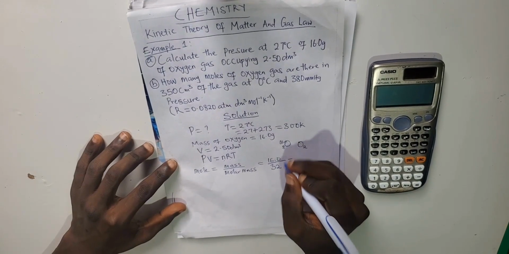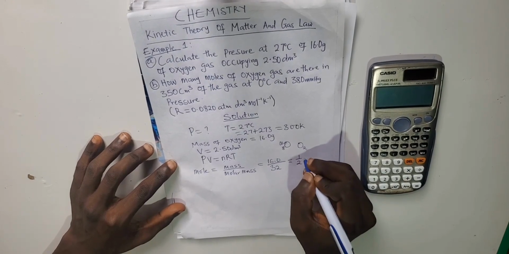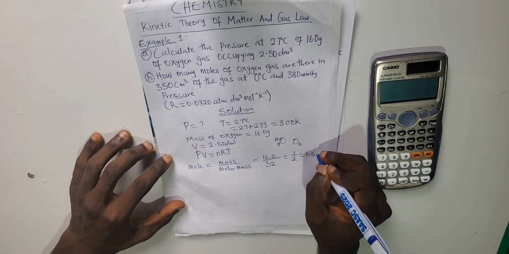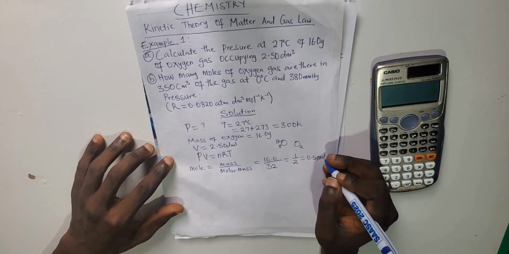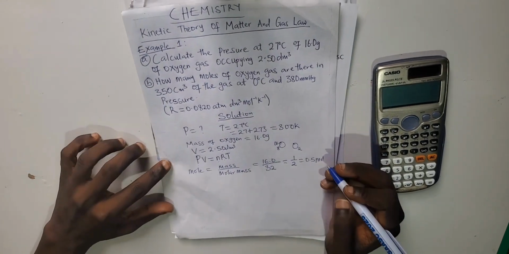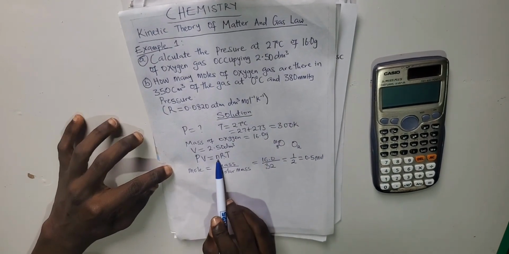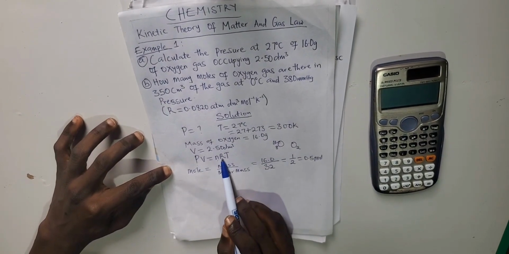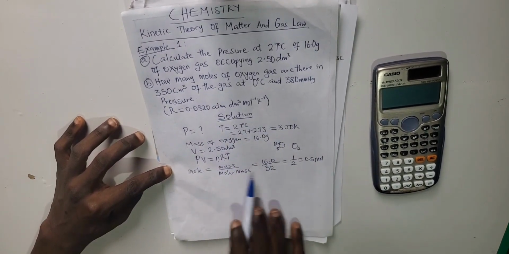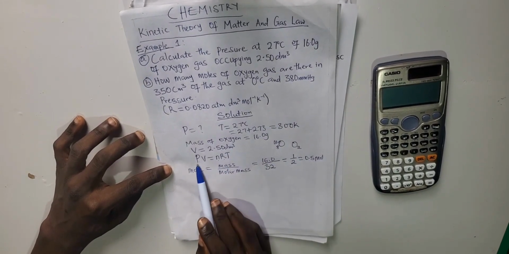So if I divide 16 by 32, what would that give me? That would give me 1 over 2, that is 0.5 mole. That is the mole of oxygen. Now we have gotten the mole. The volume is given, the gas constant is given, and the temperature is given. Then we can substitute these parameters into this equation to get the value of pressure.